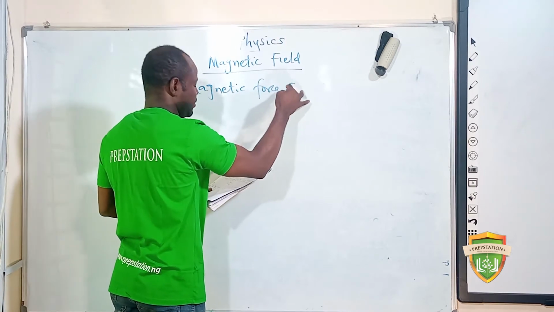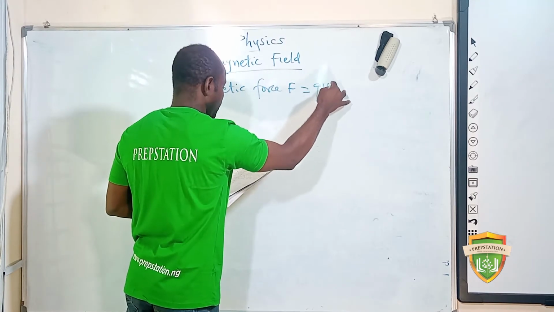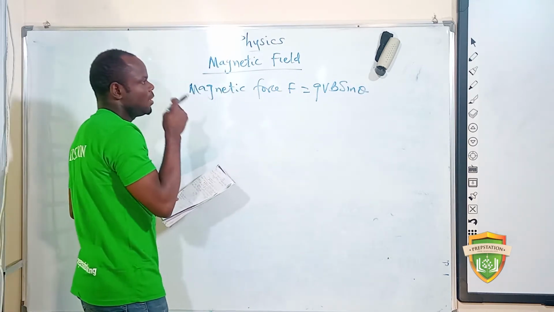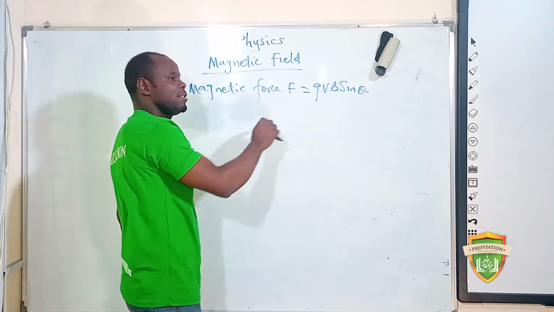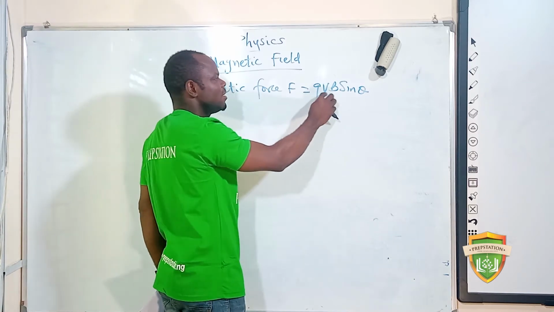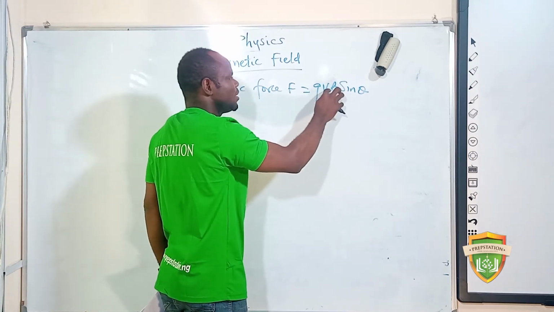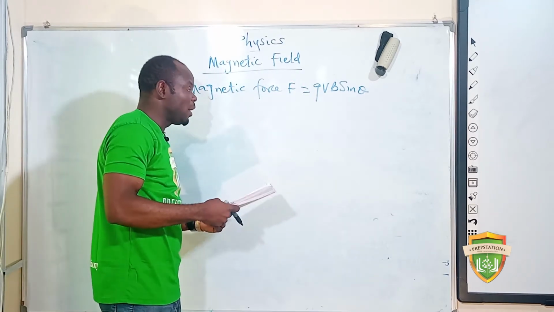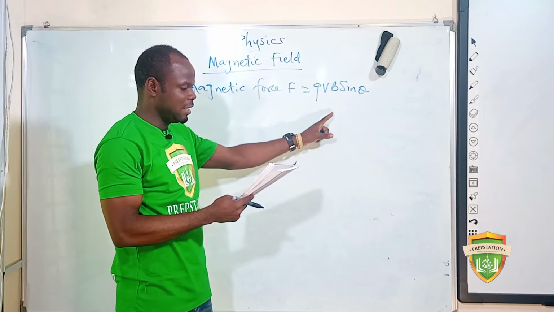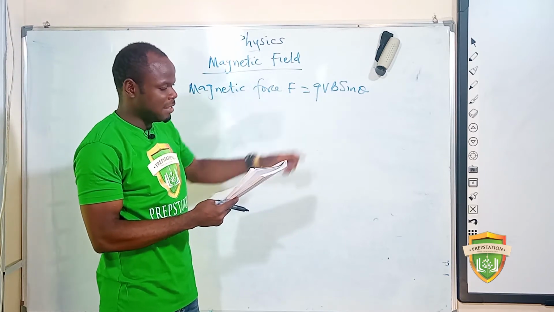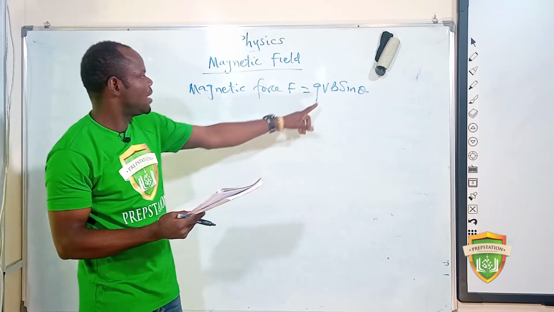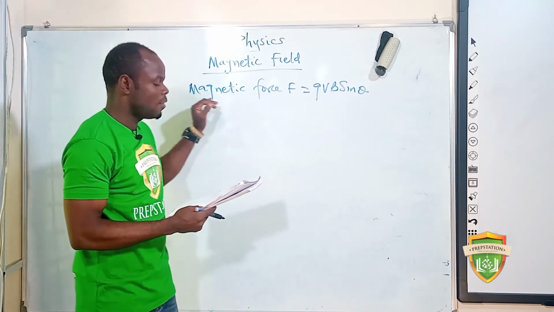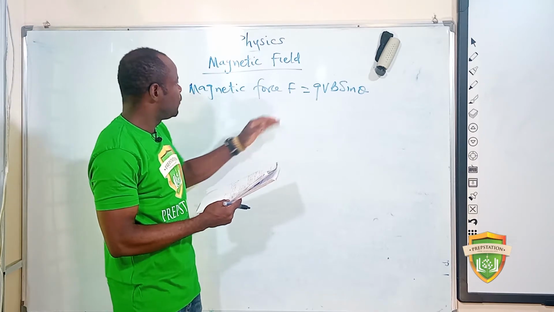And it's given as QVB sine theta. QVB sine theta, that is the product of the what? The charge, the velocity, the what? The magnetic flux density, and then the sine of the angle between the what? The velocity and that of the what? The magnetic field. That's the B there. So this is the expression for the magnetic force.